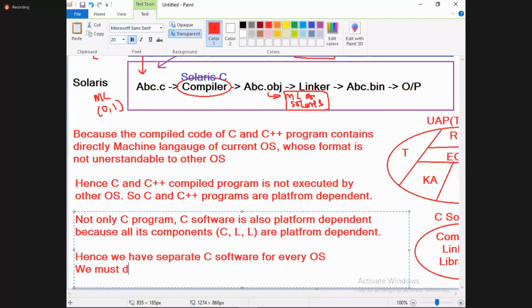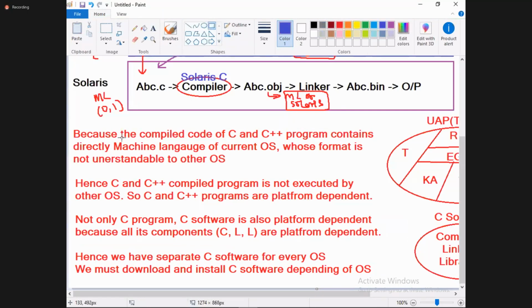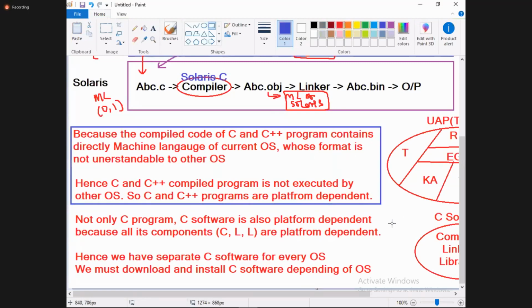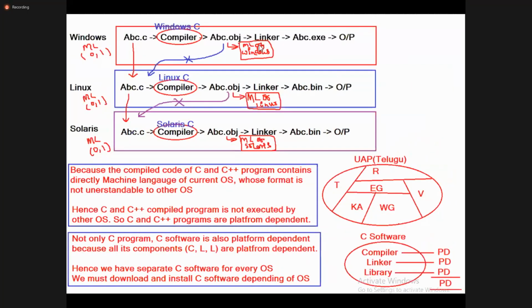Then we must download and install C software depending on the OS. So these are the loaders and linkers. I'm not that strong in C language software, and we are not learning C language. Whatever basic knowledge you need, I have given. Clear? Sai Teja, when we come to Java language, I'll tell you that point. Your doubt will be cleared in the next slide.